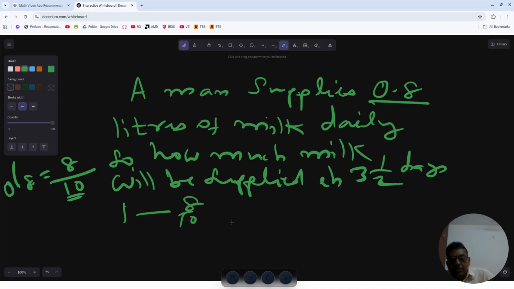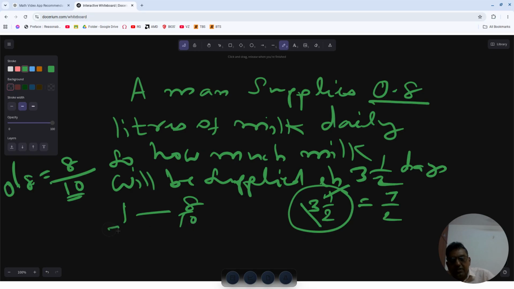So in 3 and a half days, this is a mixed fraction. This type of fraction is called a mixed fraction. How to make it into the p by q form? You multiply 3 into 2, 6, and that 6 you add to 1, it becomes 7. So 7 by 2. That means in one day he is supplying 8 by 10 liters of milk.